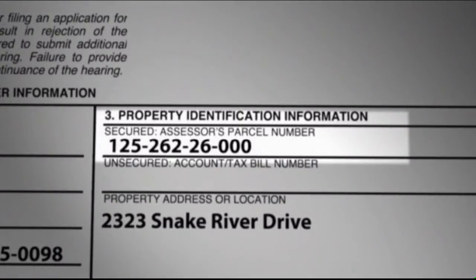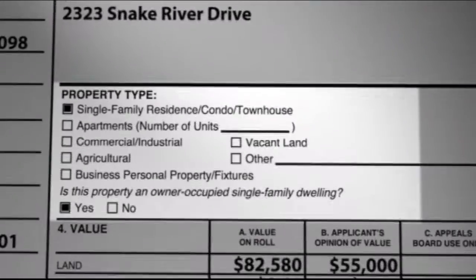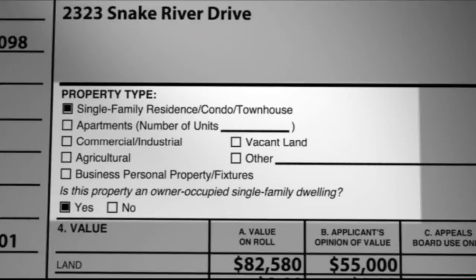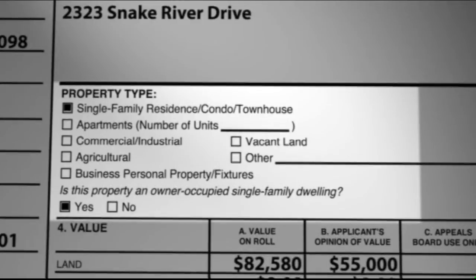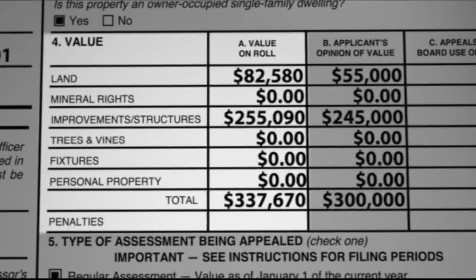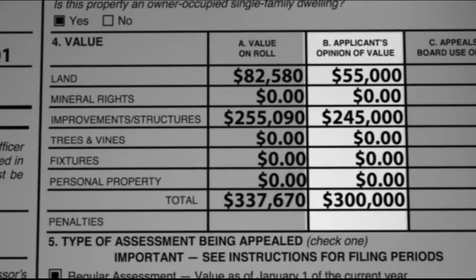It's very important that you correctly enter the assessor's parcel number and check off the type of property in box 3 so that the county can identify the property assessment that you're challenging. Enter the assessor's roll value of your property in column A of box 4. If you're unsure of the roll value of your property, contact the assessor's office. Also in box 4, it's vital that you enter your opinion of value in column B. Your application cannot be processed without this information.